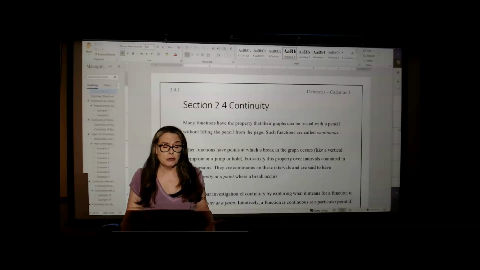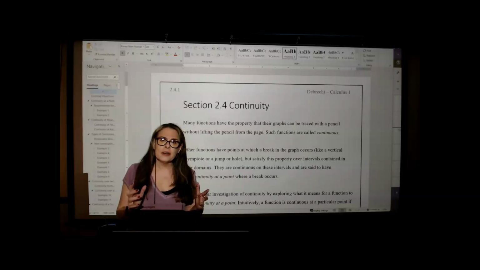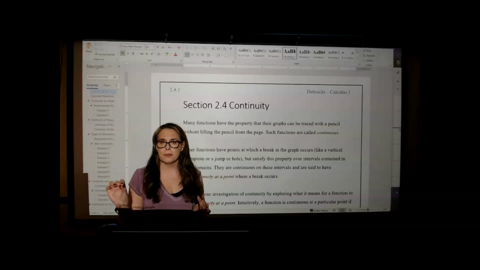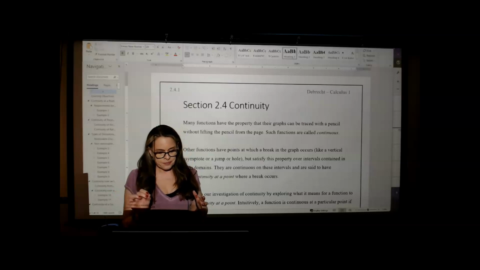The theorem might be true still, but there's no guarantee of that. It has to meet the condition in order to be able to apply the theorem. So continuity is very important. Now, continuity can be thought of as being able to draw the graph without lifting your pencil off the page.